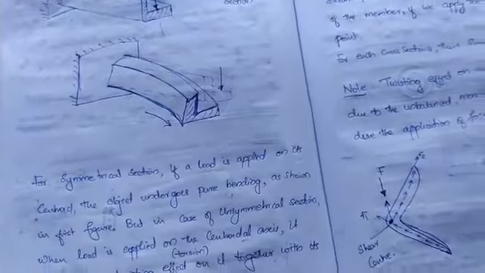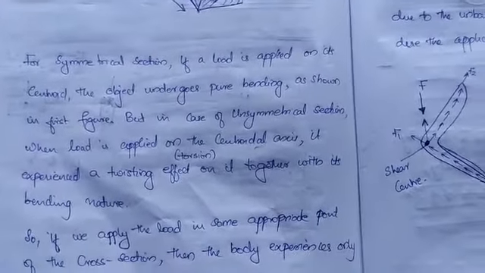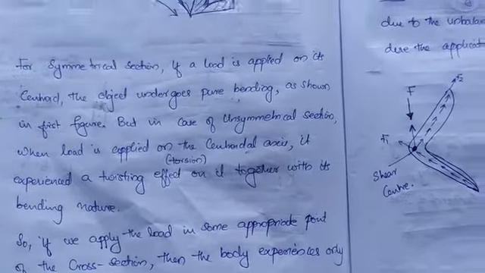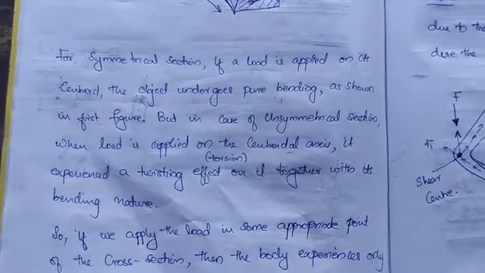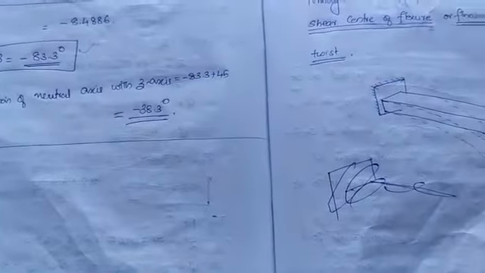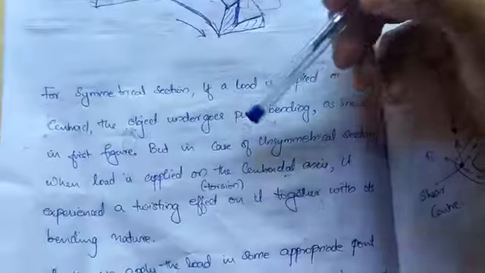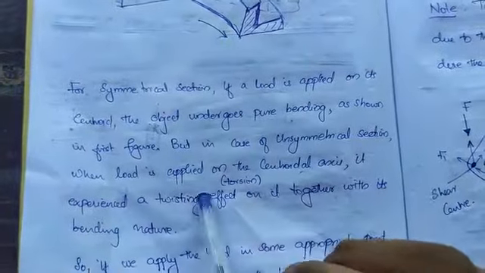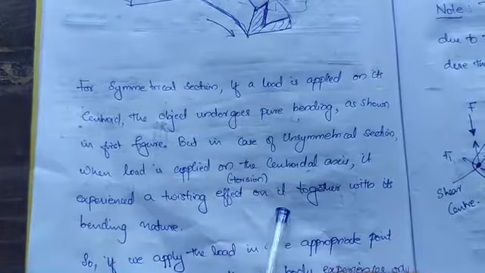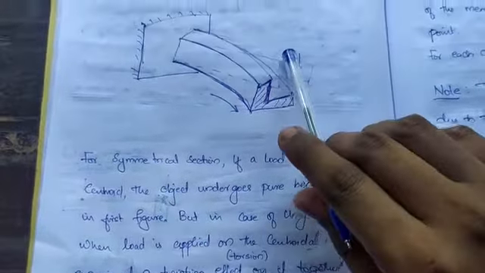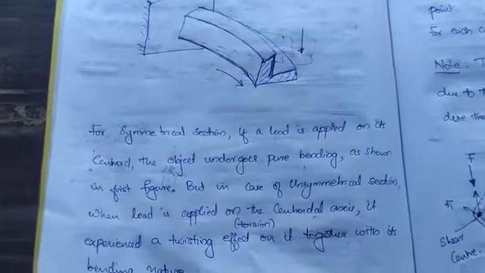Now see what are all its characteristics. For a symmetrical section, if a load is applied on its centroid, the object undergoes pure bending as shown in the first figure. But in case of unsymmetrical section, when load is applied on the centroidal axis, it experiences a twisting effect or torsion on it together with its bending nature. This is in diagram 2, which is explained now.